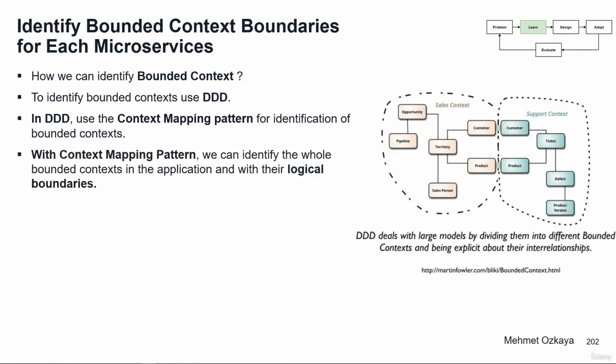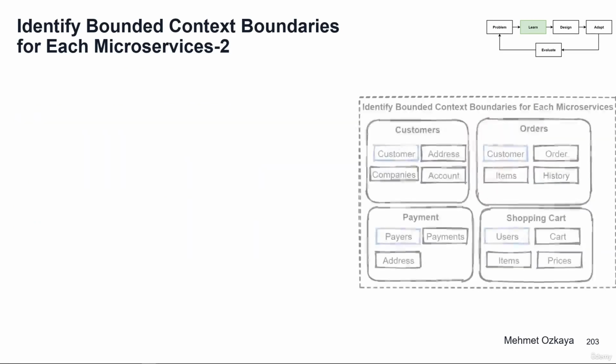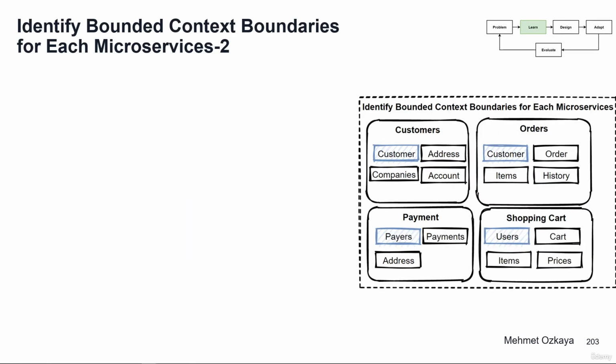With the context mapping pattern, we can identify all the bounded contexts in the application with their logical boundaries. So the answer is context mapping, and the context map is a way to define logical boundaries between domains. We can check the image for an example of identification.